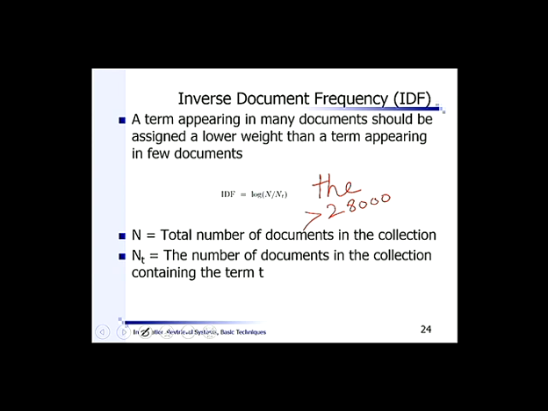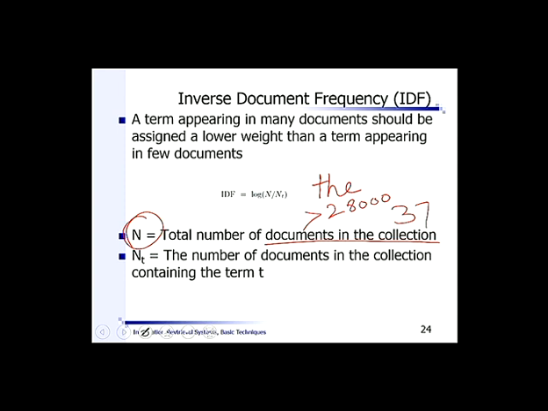So it assigns more weight to a term which is less common in the entire document collection. Not talking about one document, we are talking about all the documents in the document collection. So N is the total number of documents in the collection. Like for Shakespeare, we have 37 plays, we have 37 documents. Maybe in one system we have 1 billion documents, in another maybe we have 10 billion documents, right?